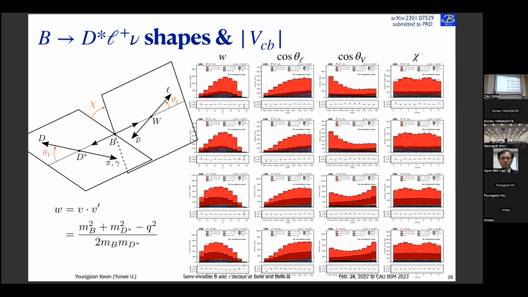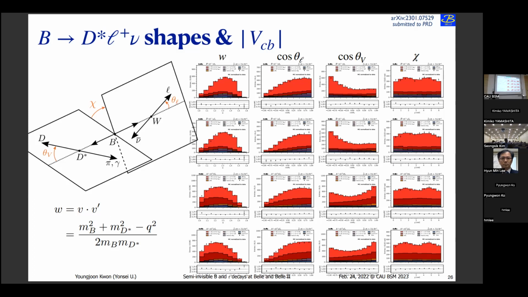We don't have enough statistics to do the full four-dimensional analysis. Instead, we analyze the four one-dimensionally projected distributions. So they must be all correlated, very highly correlated. Nonetheless, we still try to make sense of these distributions.